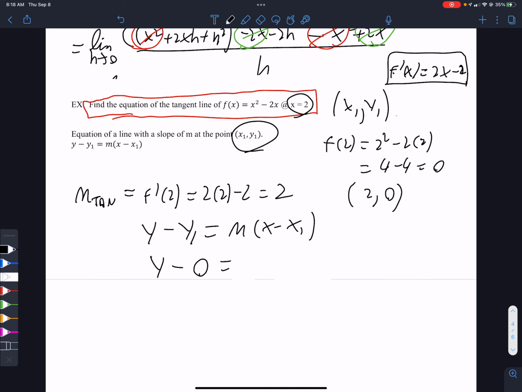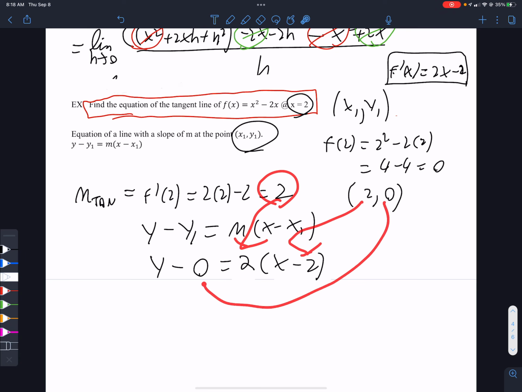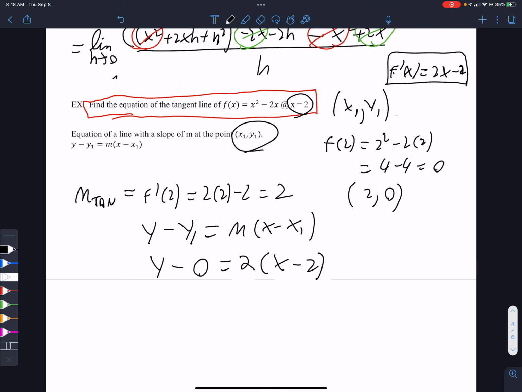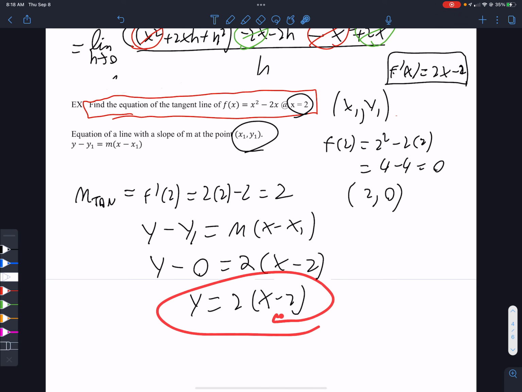Much better, much better. I'm happier. Slope is 2. x1 is 2. So the slope is 2. Bam. x1 is 2. y1 is 0. Much better. People ask me, do we need to simplify that? That is the answer. If you want to, you could distribute that, but you don't have to. That is the answer.